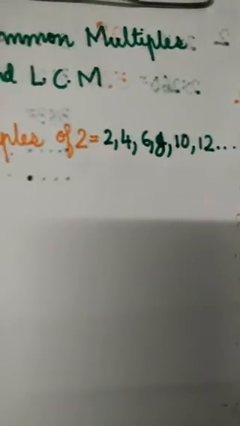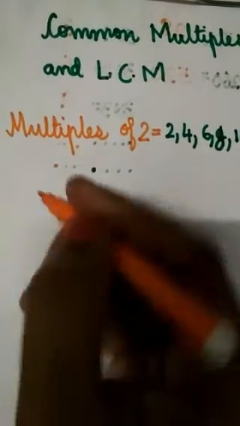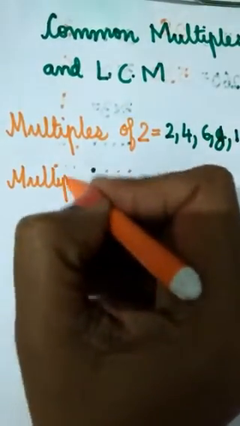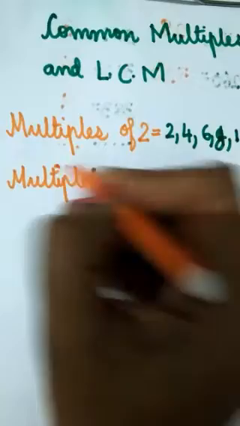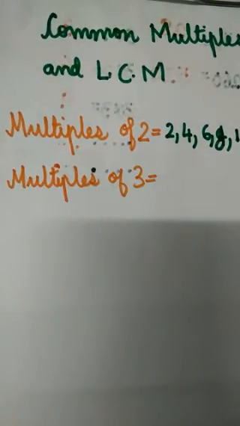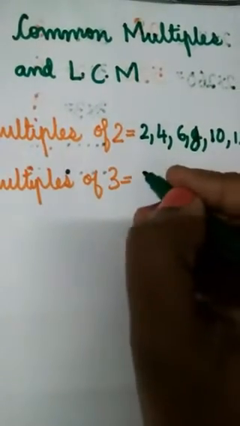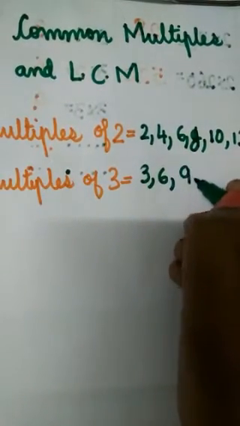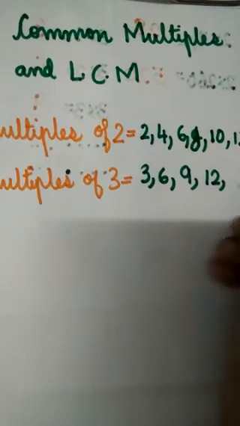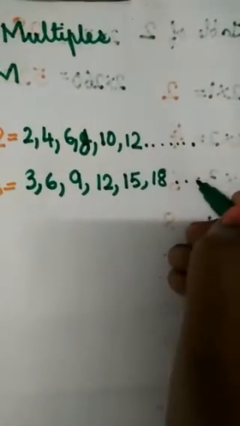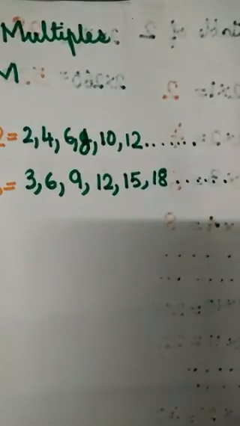Okay. Next I will be writing, children, the multiples of 3. So to write the multiples of 3, what do you have to write? 3 1s are 3, 3 2s are 6, 3 3s are 9, 3 4s are 12, 3 5s are 15, 3 6s are 18. And how long can it go on? It can go on and on. So I have put a dot.